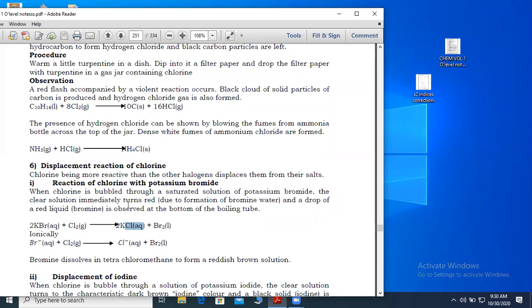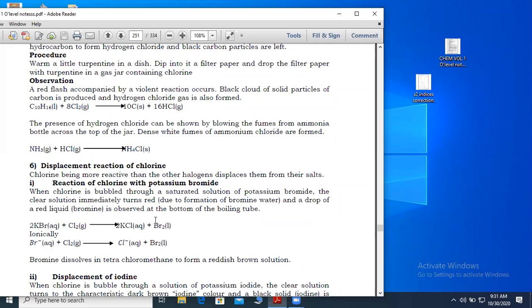Or you can say a colorless solution turns to red, and you write this equation. We allow all of them. Just say a colorless solution turns to red and stop there. Then write the equation. But we shall ask you to explain your observation.